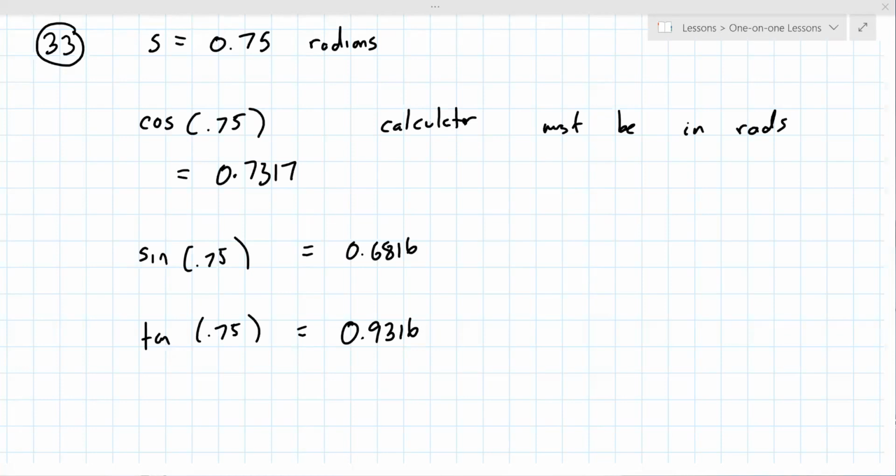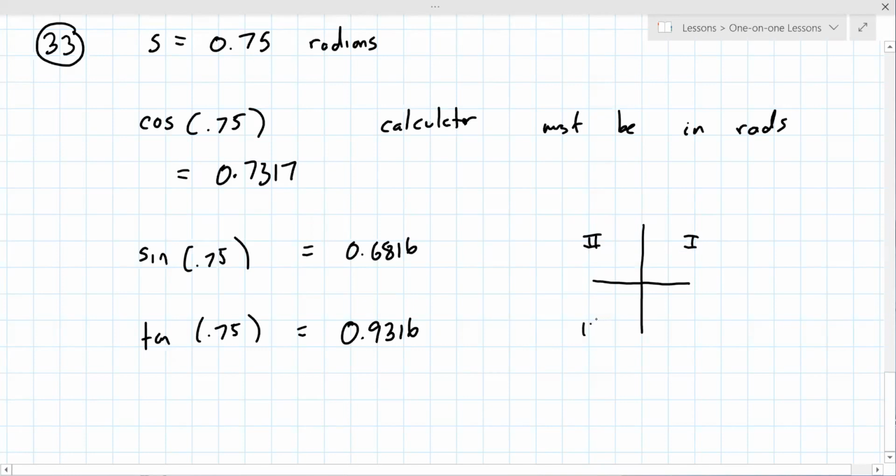All right, on to number 35. It says then determine the quadrant in which the point on the unit circle corresponding to s lies. There's a couple of ways to do this. You could plot this point and know whether it's in the first, second, third, or fourth quadrant based on your movement. Since these are both positive, the cosine's positive, you're going right and then up. That tells you you're in quadrant 1.